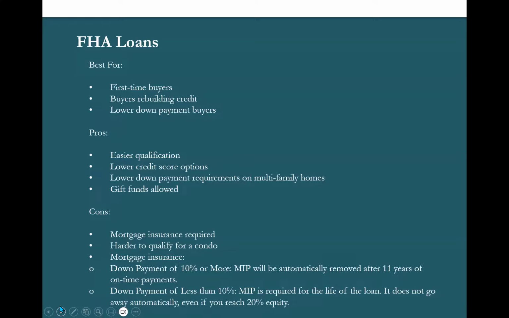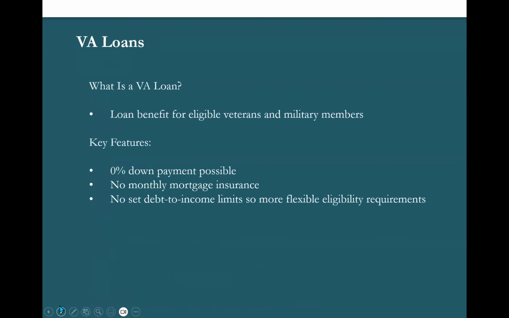For mortgage insurance, it's important to understand, if your down payment is 10% or more, your mortgage insurance premium is going to be removed after 11 years of on-time payments, where with down payments less than 10%, the mortgage insurance is going to be on there for the life of the loan. It doesn't go down automatically, even if you pay on time for 11 years or you reach that 20% equity.